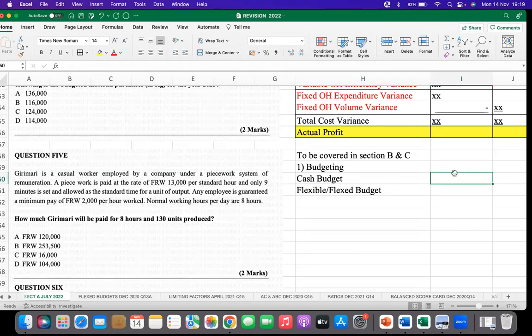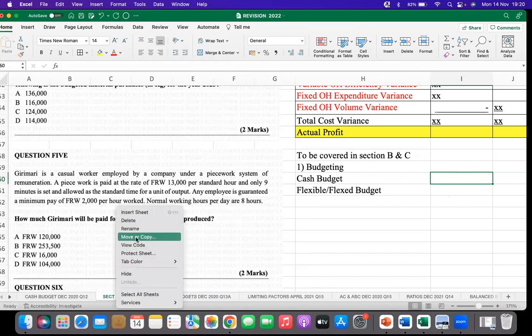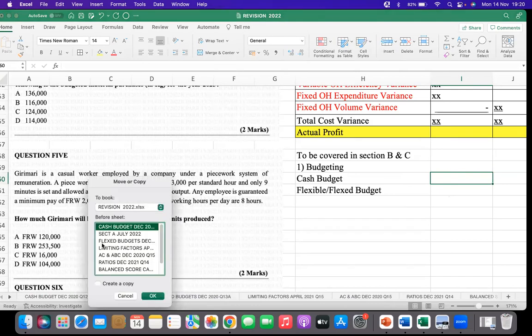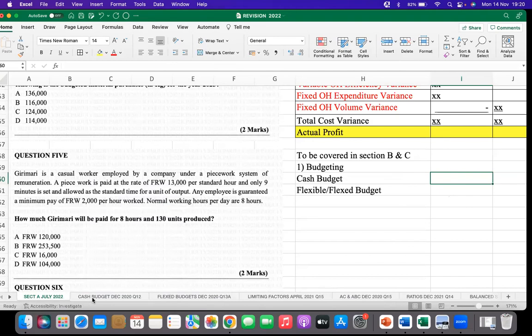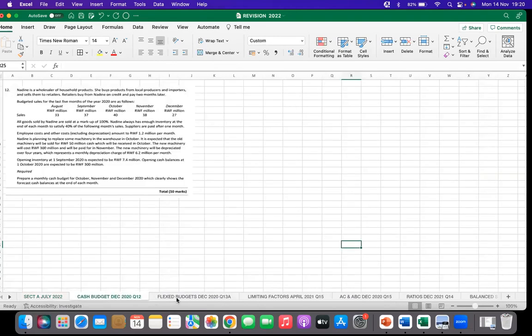So in flexed budget, I'll look at a question. In cash budget, I'll look at a cash budget question. I'm trying to look for a cash budget question. Did I really get a cash budget question? Normally, I choose the questions in. Do you see the cash budget question? Okay, sorry. Let me move this. Okay, cash budget is December 2020, question two.